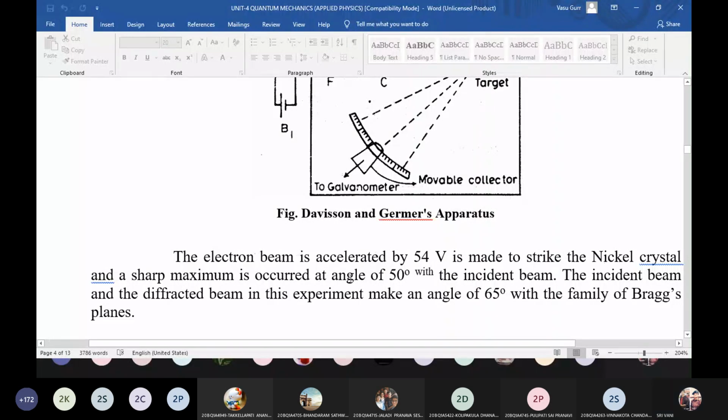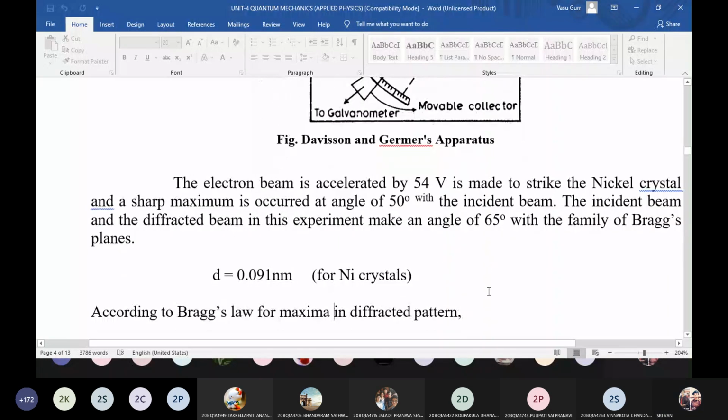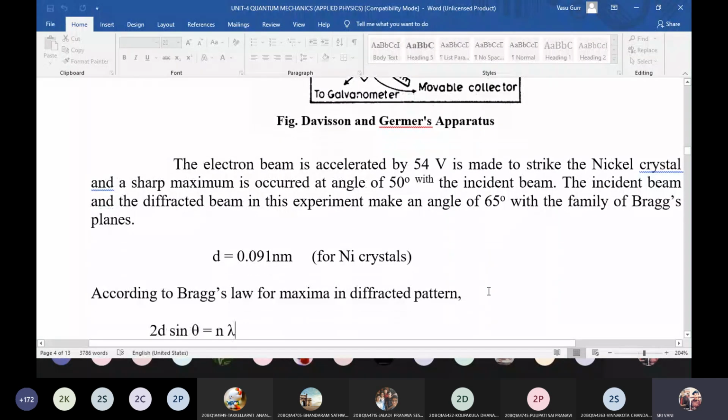nickel target. Actually, nickel is made up of a crystal material. So the incident angle made by this electron beam is 50 degrees. Next, the diffracted angle. Scattering means they will spread in different directions. Instead of the original direction, if they change the direction, then that is called the diffracted angle, that is 65 degrees. So after completion of the experiment, they used the Bragg planes.